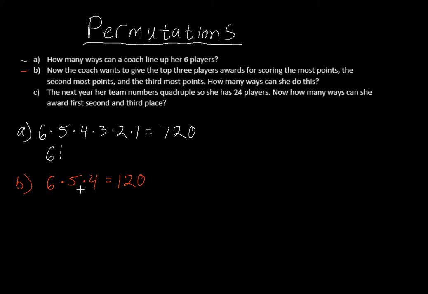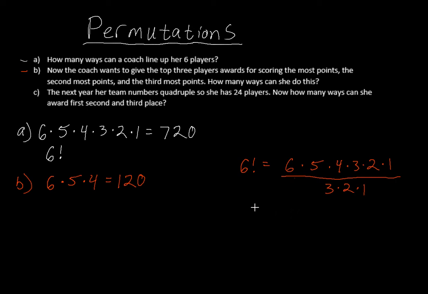But let's think about what we did. We started with our 6 people. So if we take 6 factorial, really that's 6 times 5 times 4 times 3 times 2 times 1. But we don't want all that stuff. We want to get rid of this 3, 2, 1, so we would need to divide by 3 times 2 times 1.